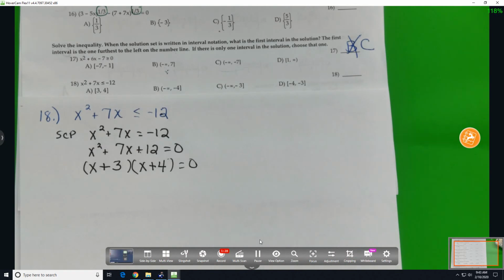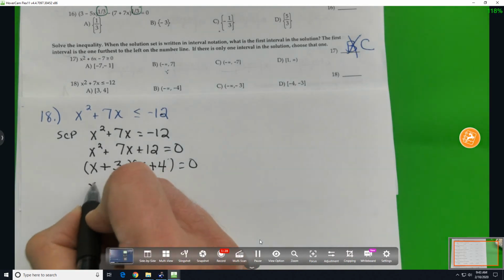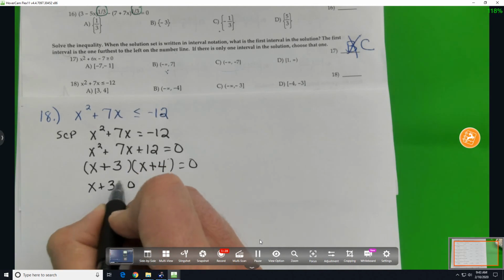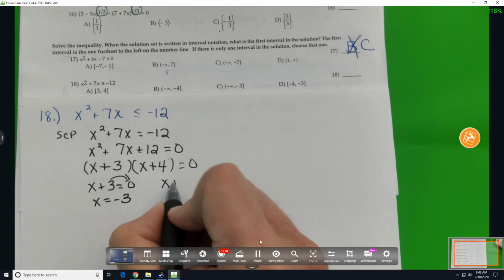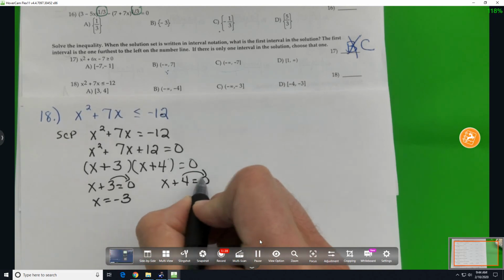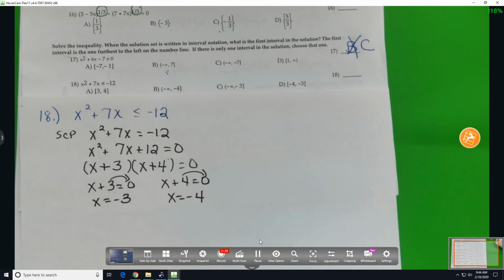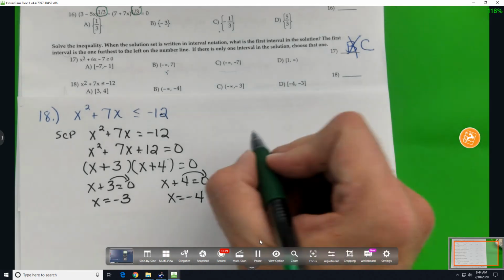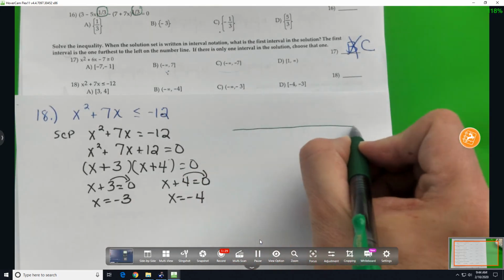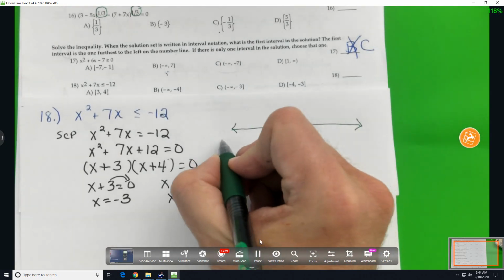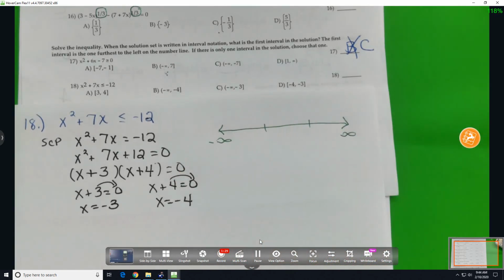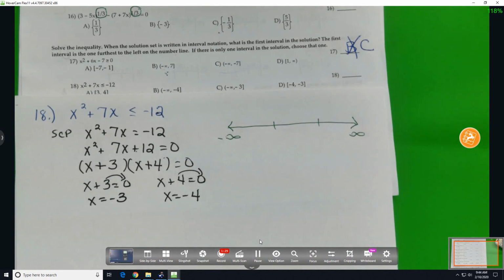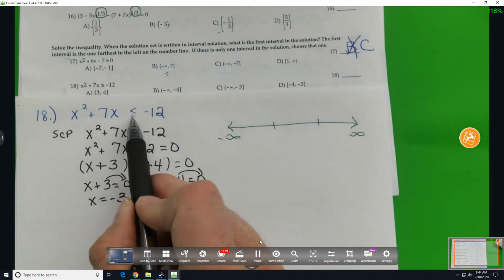Set each factor to 0 and isolate the x. So we get a negative 3 and a negative 4. Draw a number line, and this is where it gets tricky. Remember how this number line's set up? Oh, wait, I didn't ask y'all about open and closed circles. What should it be? Closed. Okay, there's an equal sign.